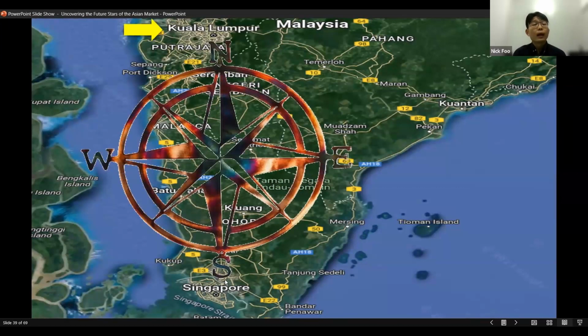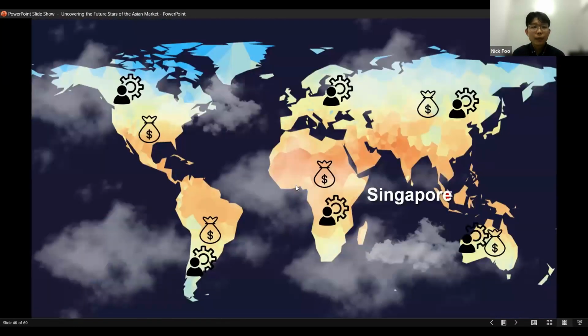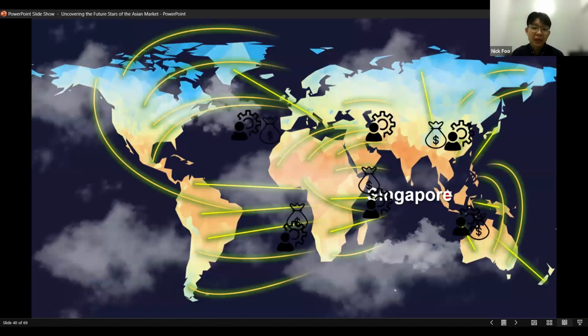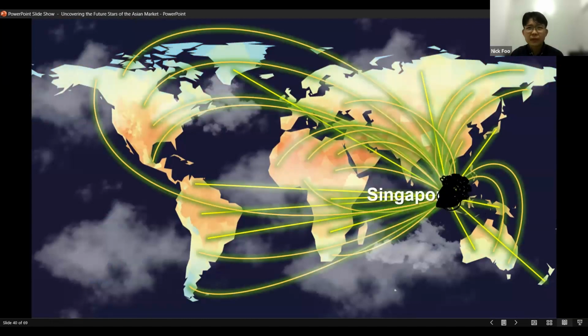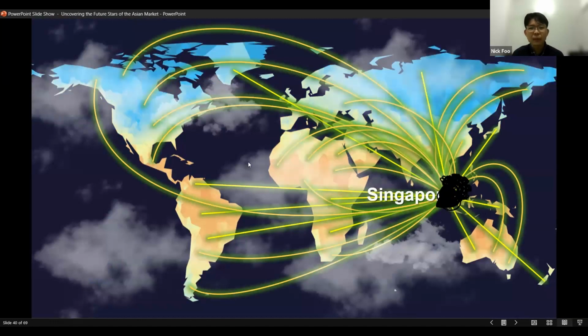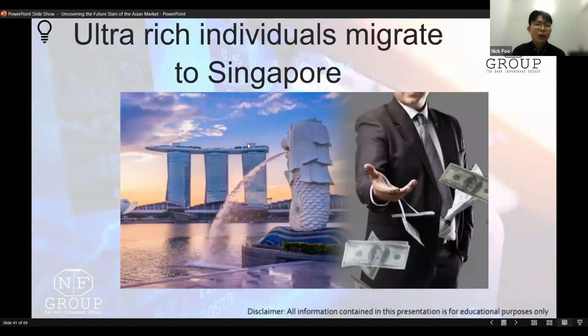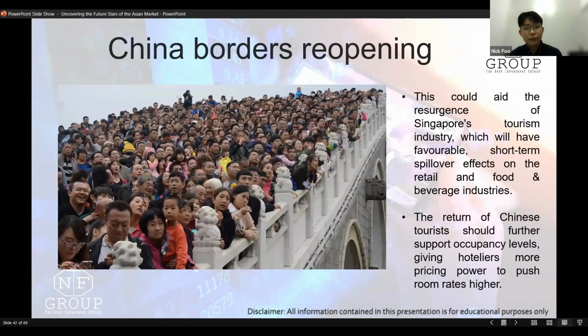I believe in feng shui. I think the Singapore stock market will be the next stock market that we should look into, because I think the resources and talented people will fly to Singapore. And as you all know, ultra-rich individuals are migrating to Singapore. This is why I want you guys to look at the Singapore stock market.